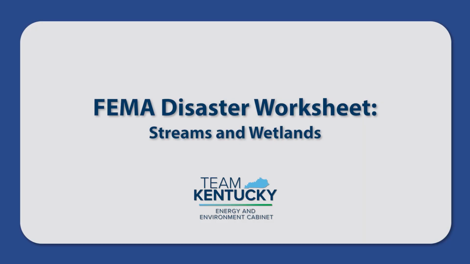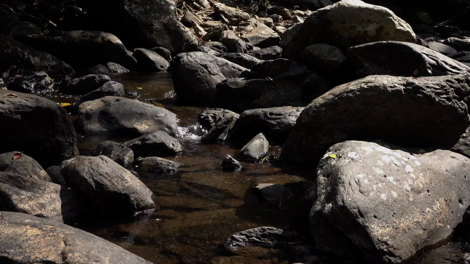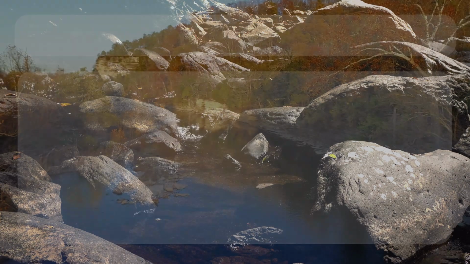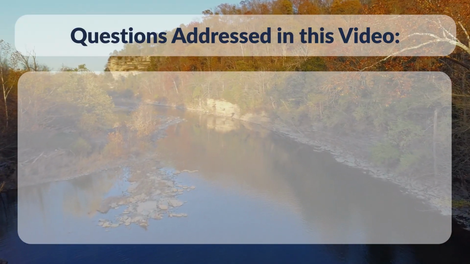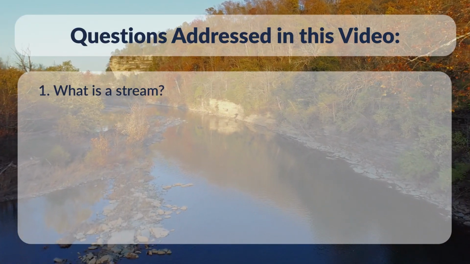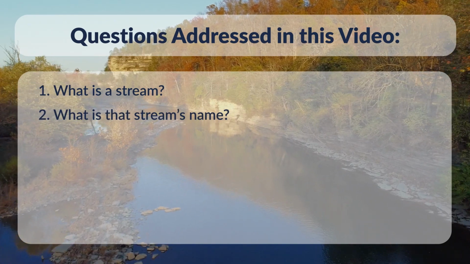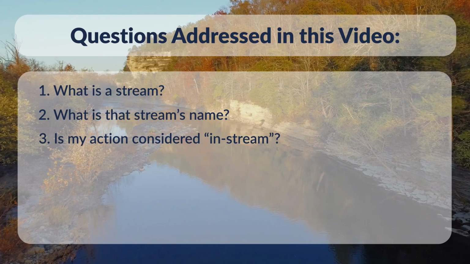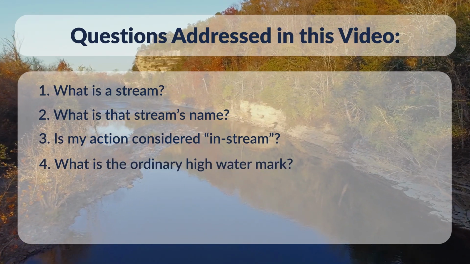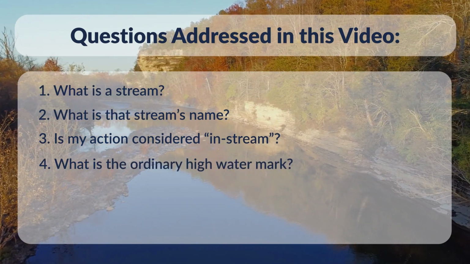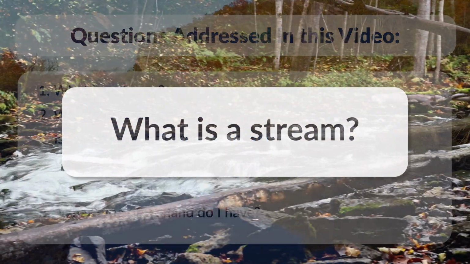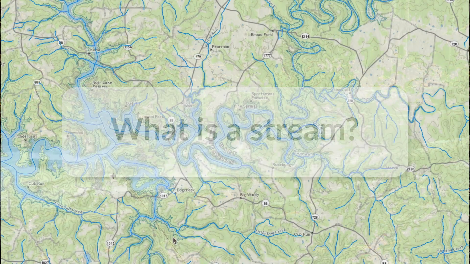Identifying streams and wetlands. Identifying streams and wetlands on a property is not always as straightforward as it may initially seem. Let's start with looking a little closer at the questions, what is a stream, and what is that stream's name? After that, we will also cover, is my action considered in-stream, and what is the ordinary high water mark? Toward the end of this video, we'll also cover what is a wetland, and what type of wetland do I have?